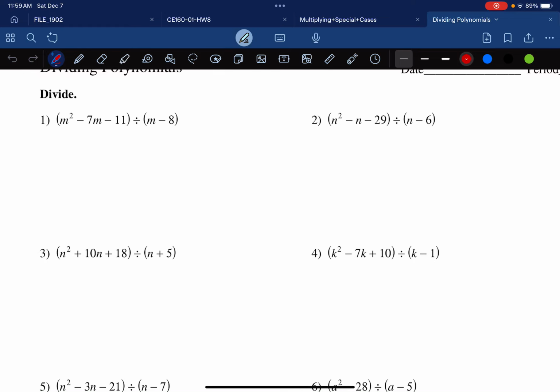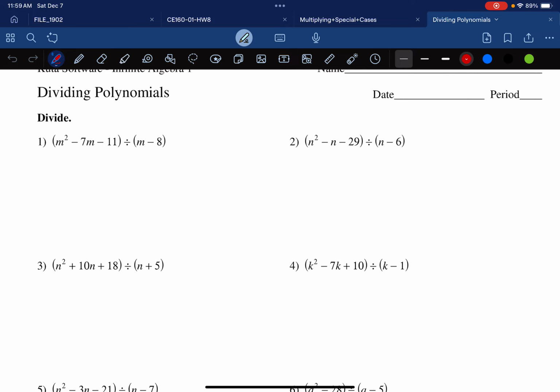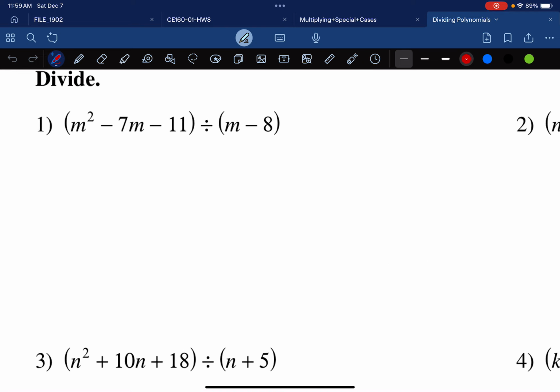Alrighty, here's the dividing polynomials worksheet. If you missed class, hopefully this is helpful, and if you didn't miss class and it's still confusing, hopefully this is helpful also. I'm just going to go over the steps for some of them and do a couple of examples, and hopefully it'll make sense. If it doesn't make sense by the first one, hopefully it will by the second or third or fourth or seventh one. So, alright, let's get going.